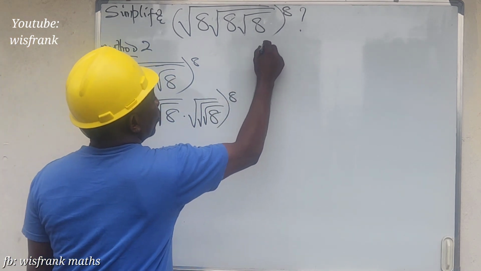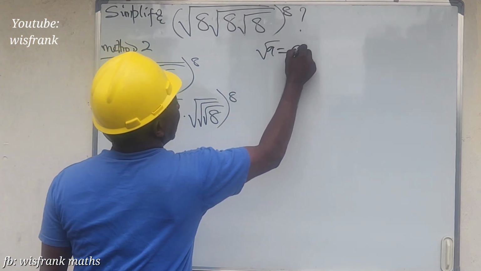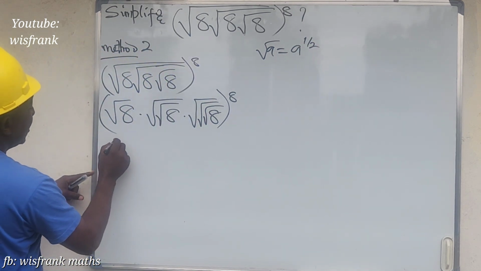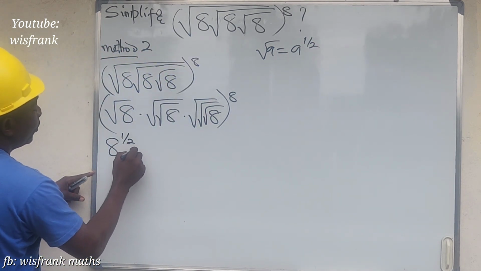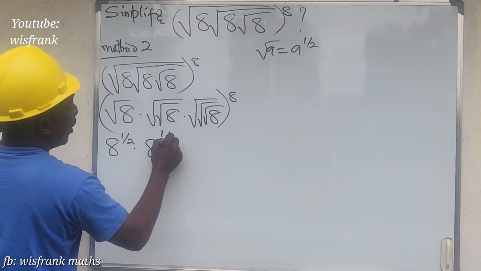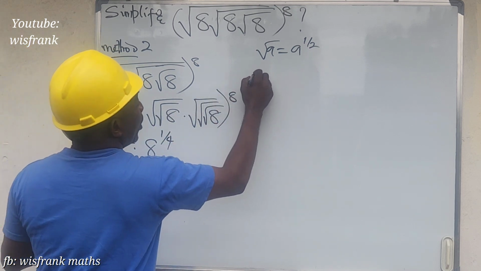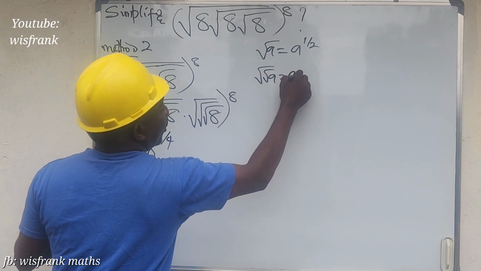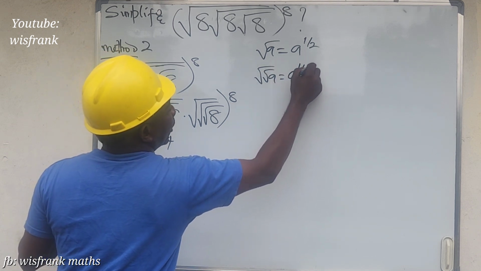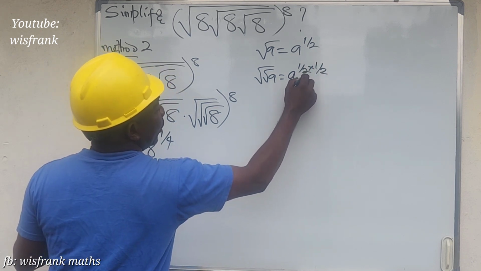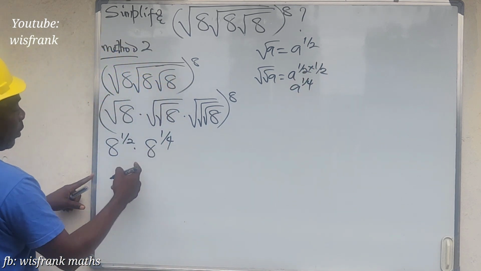We know that square root of a is the same thing as a to the power of 1 over 2. So from here, this is the same thing as 8 to the power of 1 over 2 times 8 to the power of 1 over 4, because square root of square root of a is the same thing as a to the power of 1 over 2 times 1 over 2. So this is what it means. This is a to the power of 1 over 4.